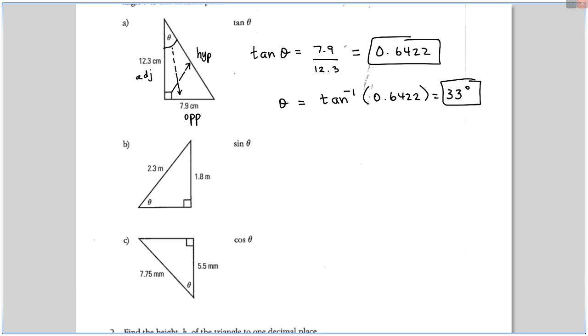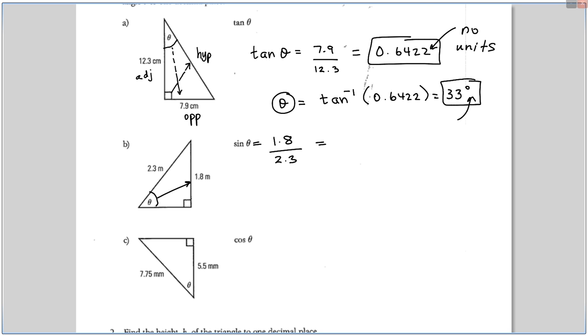Notice that the ratio has no units. Okay? But the theta is in degrees, okay? Sine theta for the next question, if you find it, is opposite 1.8 divided by hypotenuse 2.3.